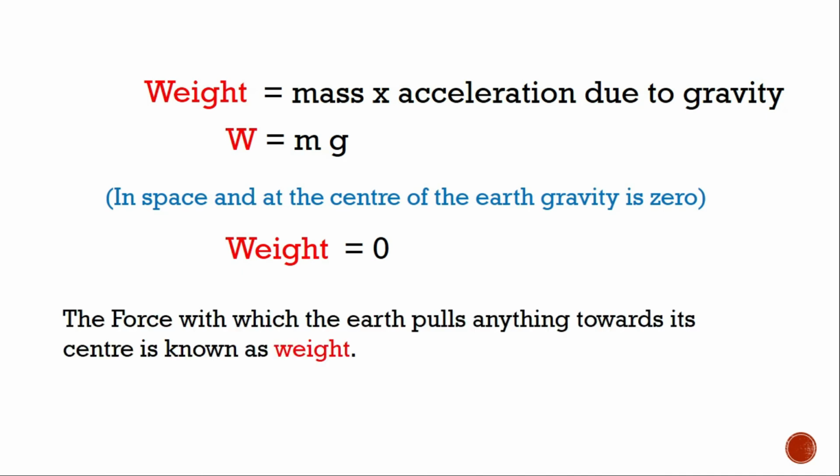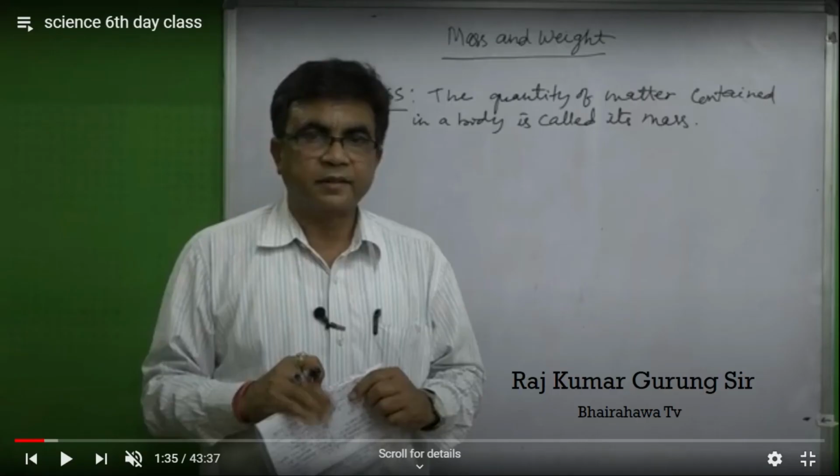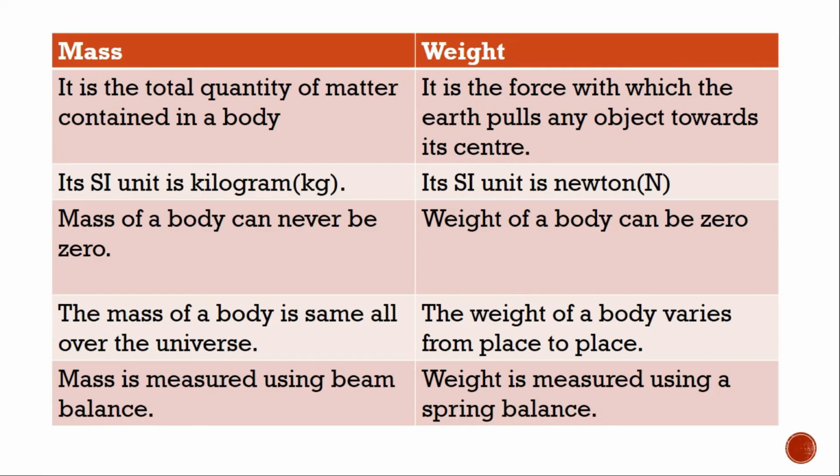Now, if we look at the definition of weight, it is the force with which earth pulls anything towards its center. And this pulling of the earth, as we already know, is due to the earth's gravitational pull. And this is why the weight of any body is measured by finding the product of its mass and the acceleration due to gravity that is in effect at that particular body. We will read in detail about gravitation and weights in class 10, and if you are still curious, you can check out Mr. Rajkumar Gurung sir video on Bhairava TV's channel for getting an in-depth understanding on these topics. But for now, let's check out some more differences between mass and weight.